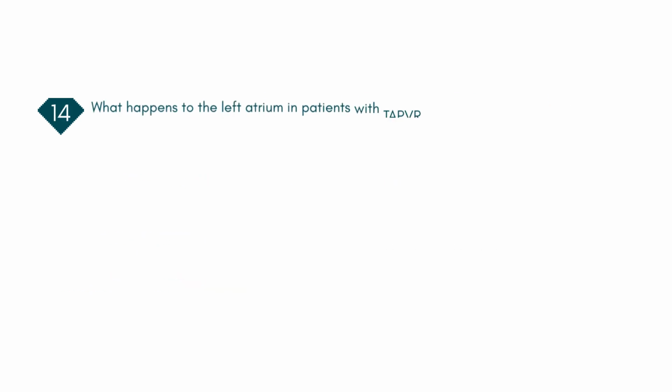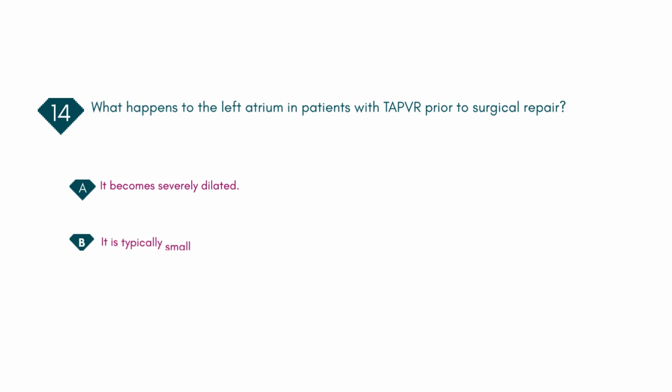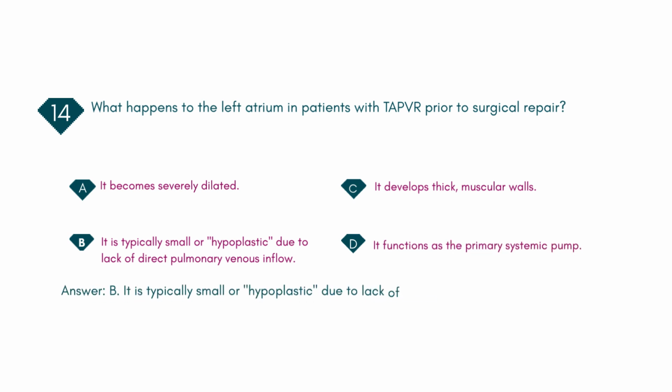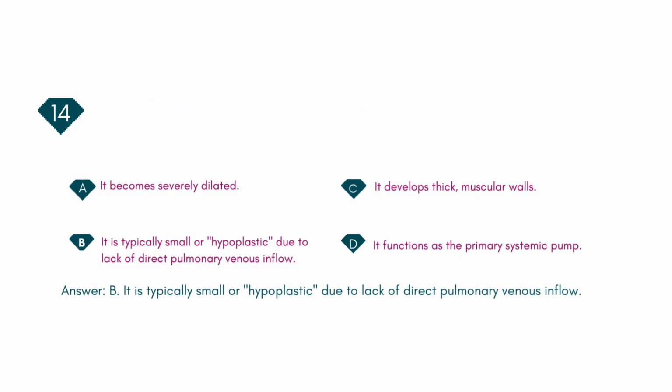What happens to the left atrium in patients with TAPVR prior to surgical repair? A. It becomes severely dilated. B. It is typically small or hypoplastic due to lack of direct pulmonary venous inflow. C. It develops thick, muscular walls. D. It functions as the primary systemic pump. Answer: B. It is typically small or hypoplastic due to lack of direct pulmonary venous inflow.